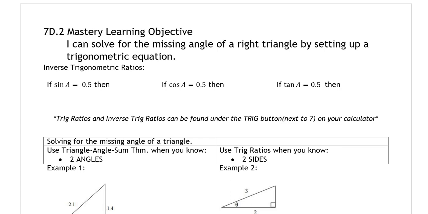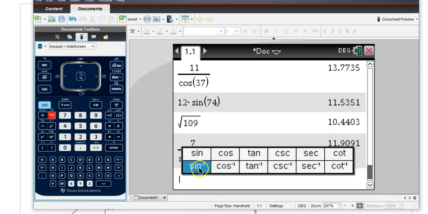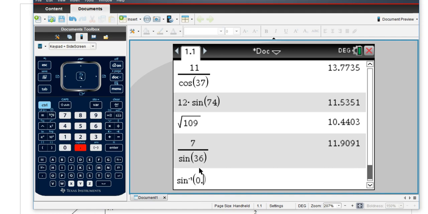So we have inverse trig ratios. Here, if sine of A equals 0.5, I want to know what A is, right? That's my variable in this case. Then A equals the inverse sine. This is called the inverse, and it has that little -1 next to it, and then of 0.5. To figure out what this is, I'm still just going to type it in my calculator. Inverse trig ratios are exactly where our trig ratios are. They're here. So I have my inverse sine of 0.5.